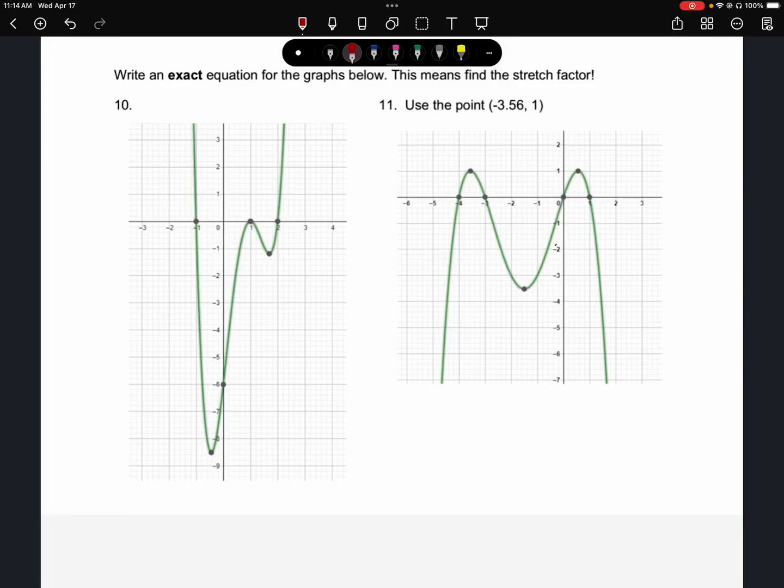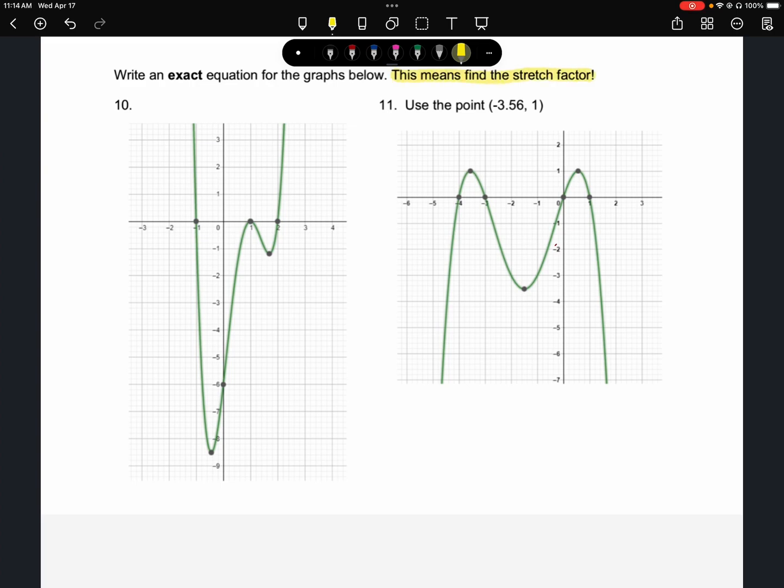This video is for numbers 10 and 11 from the Chapter 8 Section 1 practice packet. The directions read, write an exact equation for the graphs below. This means find the stretch factor.